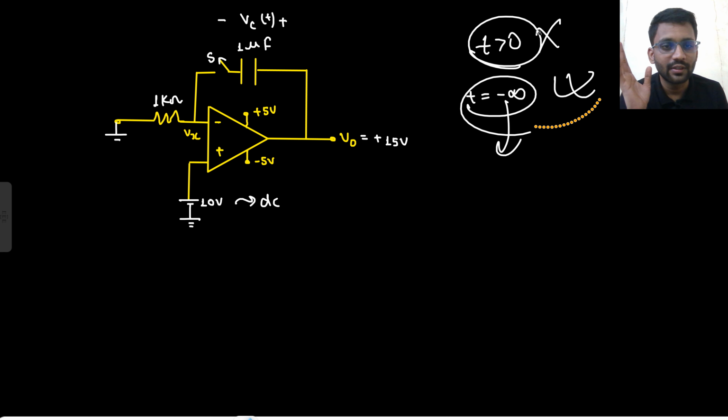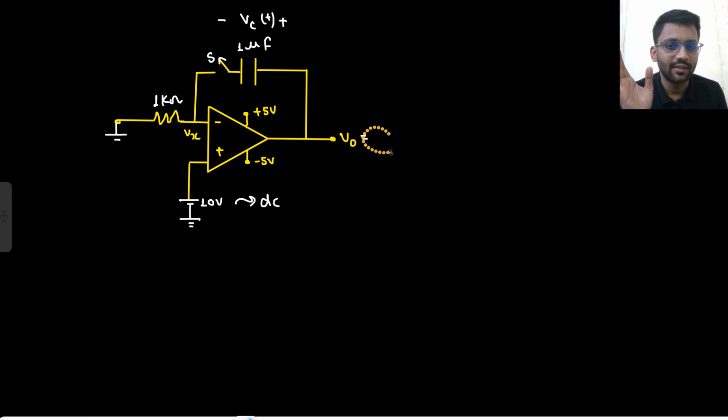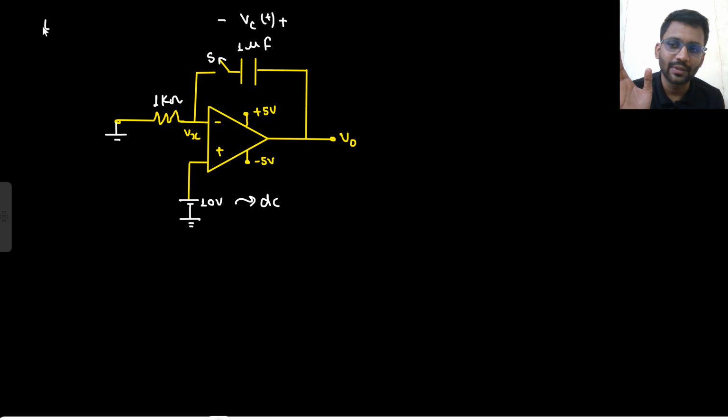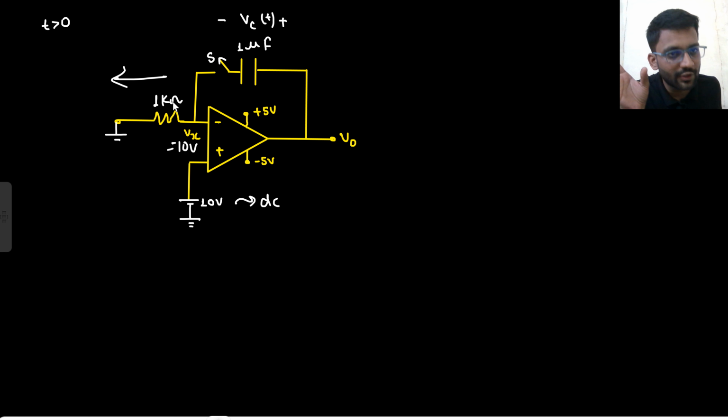So what did they do? They did not think that output will be saturated. They just said that the switch will be closed at t equals 0 plus. The switch will be closed, and if switch is closed, the concept of virtual short is valid. This is what they thought. Now I can apply the equations and I get my V naught value. But the concept of virtual short is not valid here. Output is already saturated.